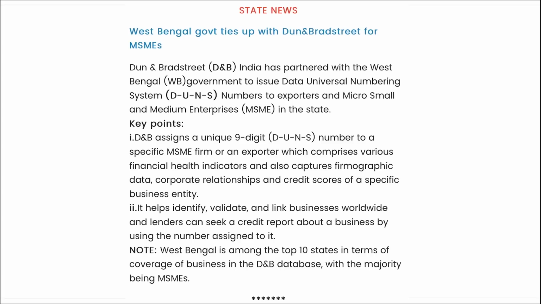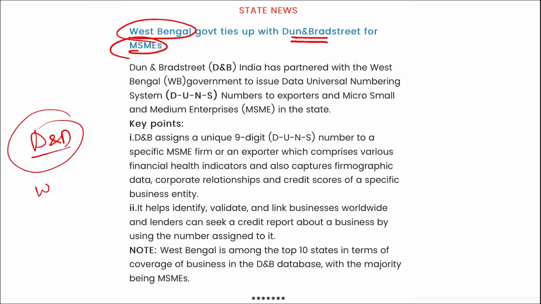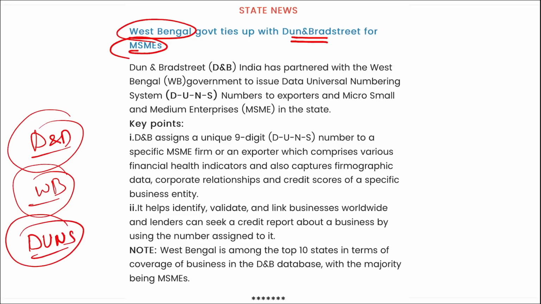Next is your state news. The West Bengal government has tied up with Dun & Bradstreet for MSMEs. I repeat, Dun & Bradstreet India has partnered with the West Bengal government to issue Data Universal Numbering System, that is DUNS, numbers to exporters and micro, small and medium enterprises in the state. Right? This will help identify, validate and link businesses worldwide, and lenders can seek a credit report about a business by issuing the numbers assigned to it.